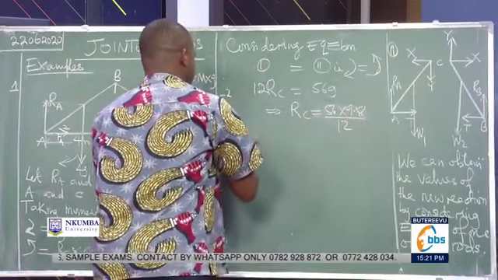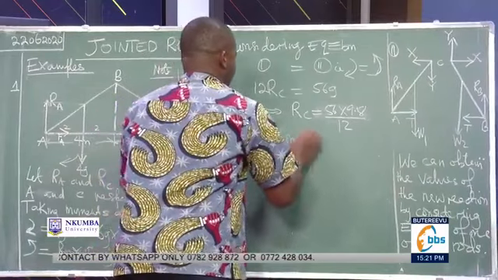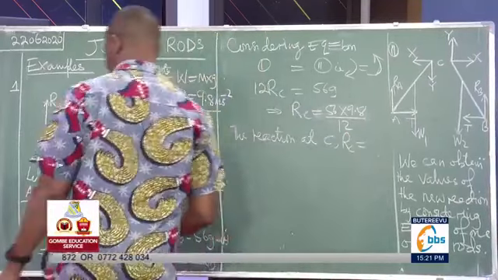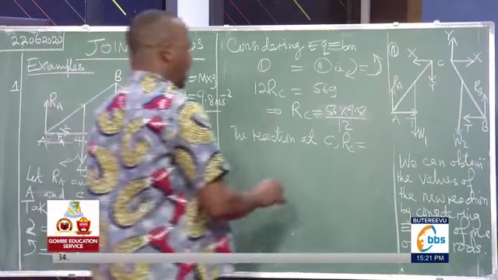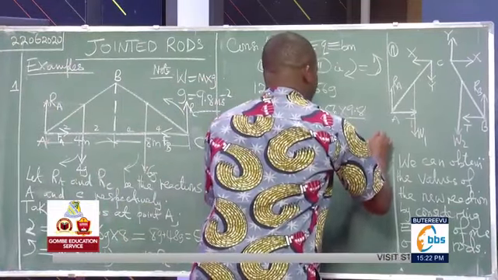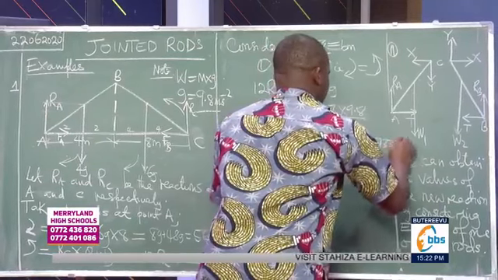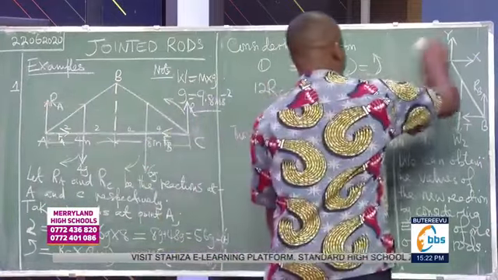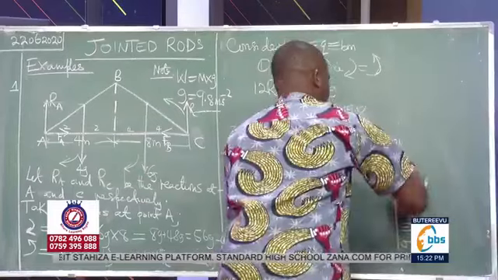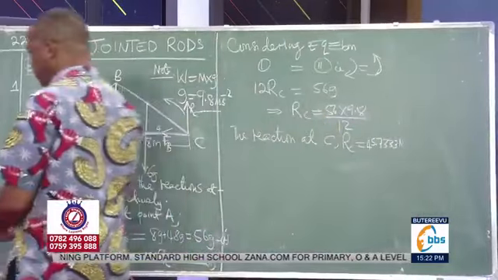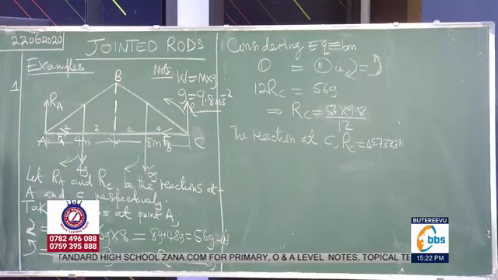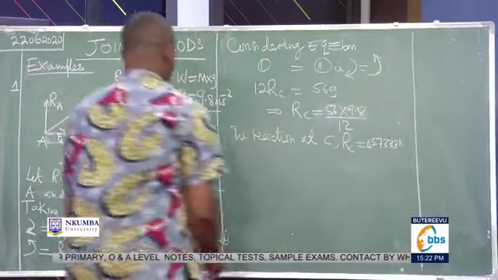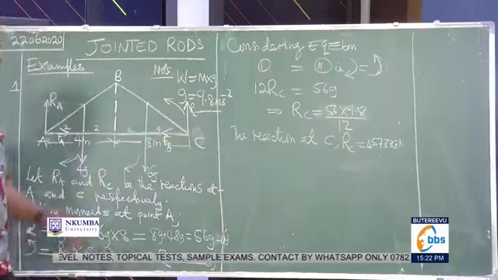And when you compute with your calculator, the reaction at C, which is RC, should be approximately 45.733 newtons. That is the reaction at C.